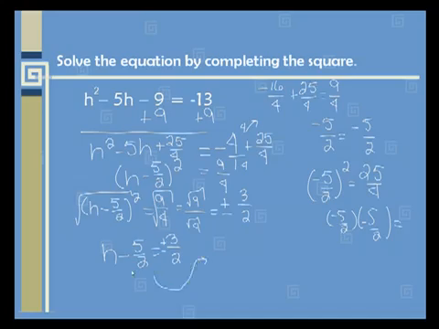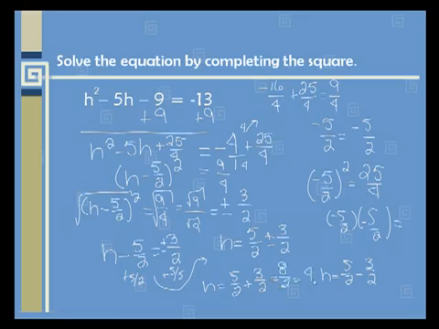So I'm going to add 5/2 to both sides here. So I'm going to have h equals 5/2 plus or minus 3/2. So I'm going to have h equals 5/2 plus 3/2, and h equals 5/2 minus 3/2. So remember, we add the top, which is 8/2, which turns out to be 4. That's one of our answers. 5 minus 3 is 2. 2/2, which equals 1, and that's my other answer.